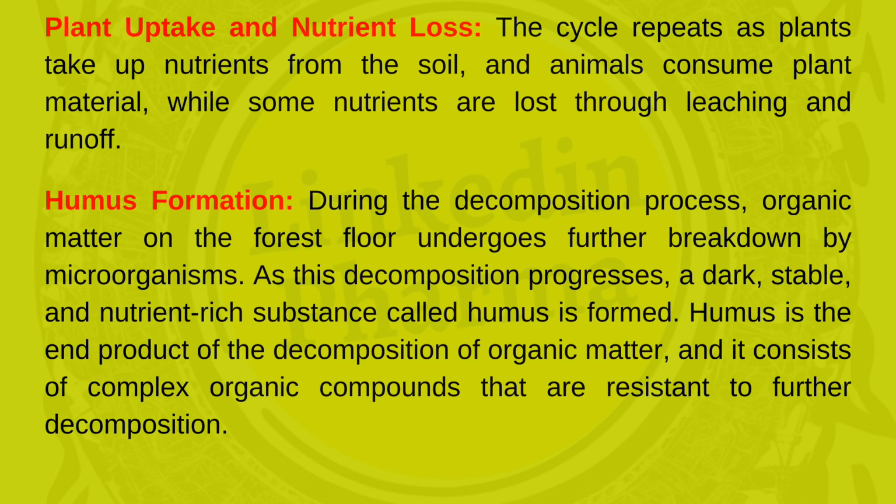Humus formation. During the decomposition process, organic matter on the forest floor undergoes further breakdown by microorganisms. As this decomposition progresses, a dark, stable, and nutrient-rich substance called humus is formed. Humus is the end product of the decomposition of organic matter, and it consists of complex organic compounds that are resistant to further decomposition.